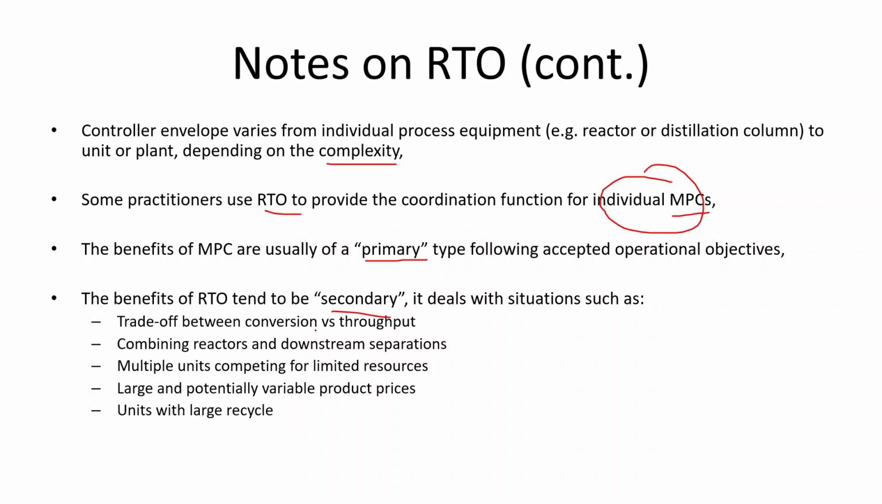Yeah. This is the one, the conversions and throughput. The example that I put on the distillation column is basically suited to this part, even though it's about sacrificing one area for the greater good of the whole system. Combining reactors, multiple units, units with larger cycles, and so on and so forth. So these are the situations where RTO can be useful.